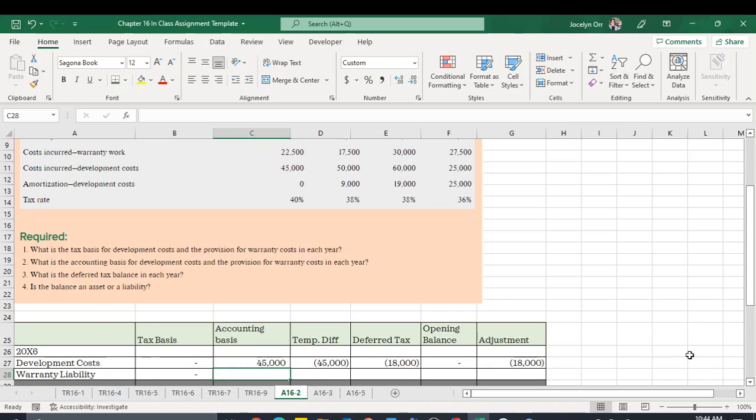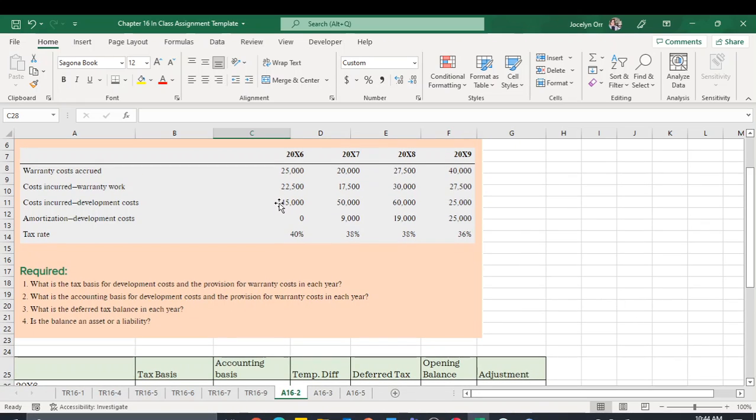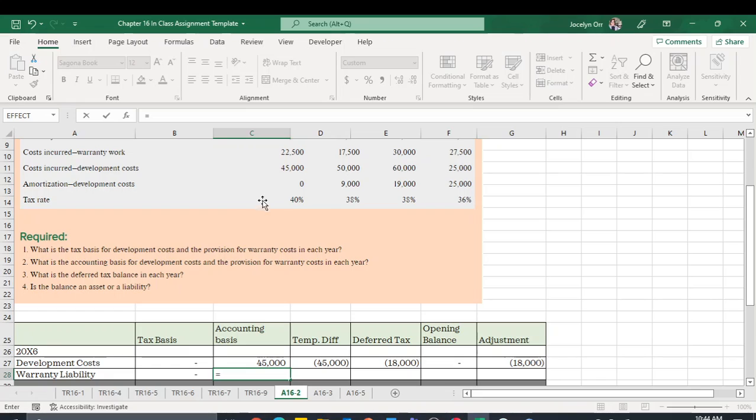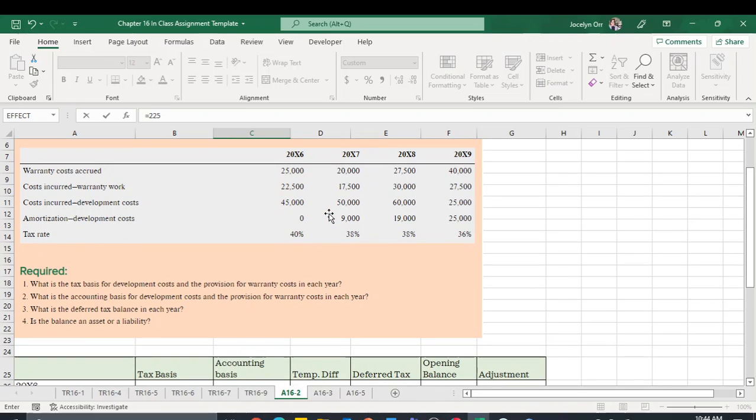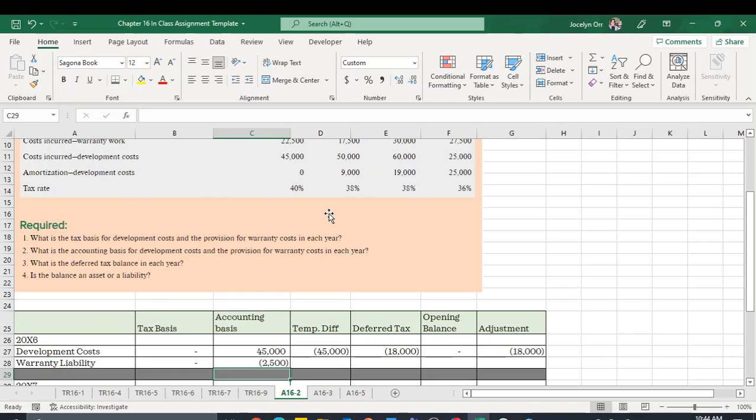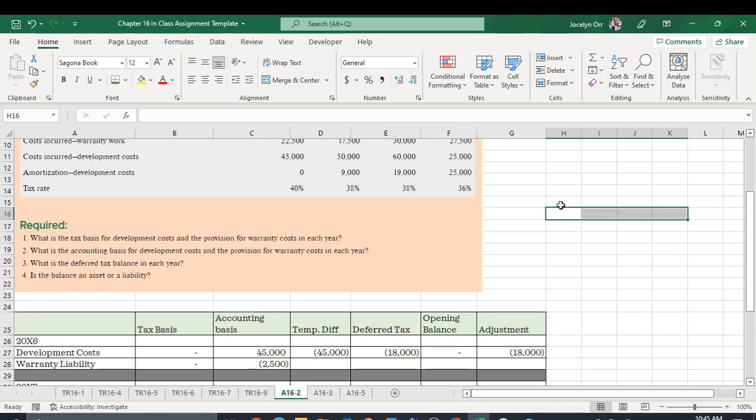Next, we can look at our warranty. So again, we are looking at the difference between what we accrued and what was incurred. Okay, so we're looking at the balance in that warranty liability account. So we incurred $22,500 worth of work, and we had $25,000 in that account, which means we are left with a credit balance of $2,500. And again, if it helps, you can use the T account approach to this.